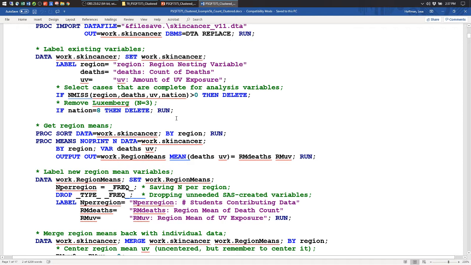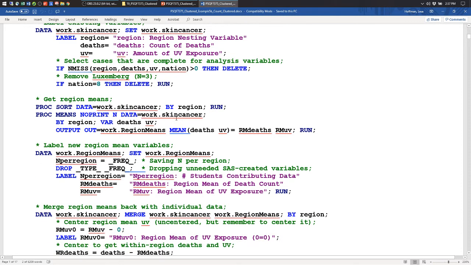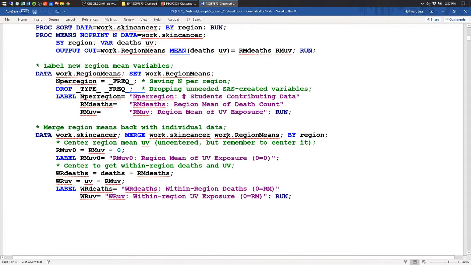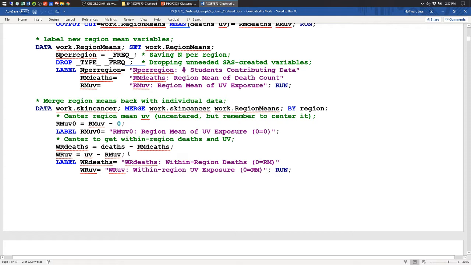So here's the data manipulation. I computed region means for the count of deaths and for UV exposure. I then created within region versions of those variables so that I could make some pictures and do some descriptive stuff.